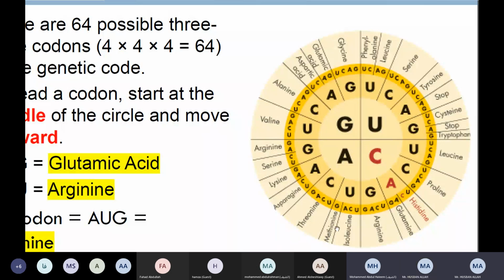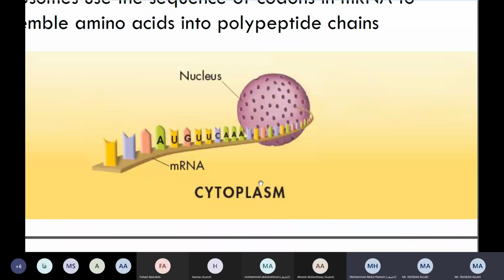Methionine. I told you at the start that AUG. Look, we don't have anything here, right? So from here it is going to start. So the starting codon should always be methionine, only methionine, right? So AUG codes for methionine. Now UUC, what does it code for?